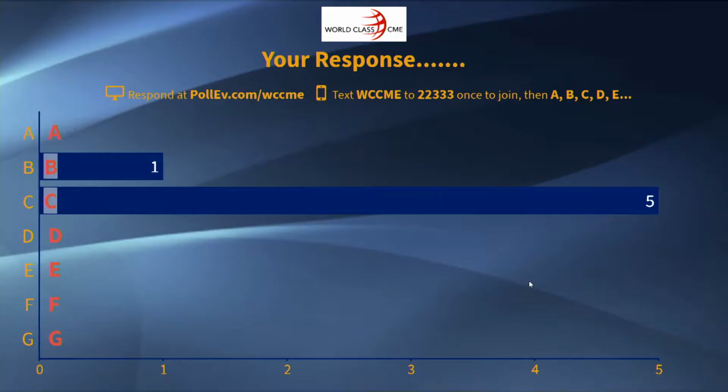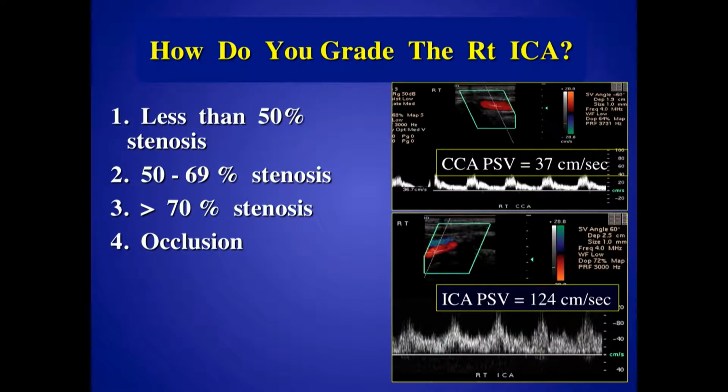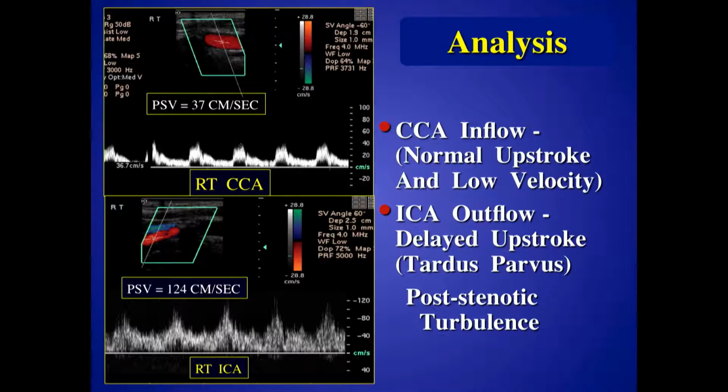A few people weighing in, and we have a few that say it's greater than 70%, and I'm very happy to see that. Only because of the fact that when you look at that waveform, it is distinctly abnormal and had all the post-stenotic features of a significant stenosis. Now, I do think that it's kind of hard to say it's greater than 70% when you don't actually see the lesion, right? As we analyze the case, we could see that the waveform from the common carotid artery had a nice normal upstroke, right?